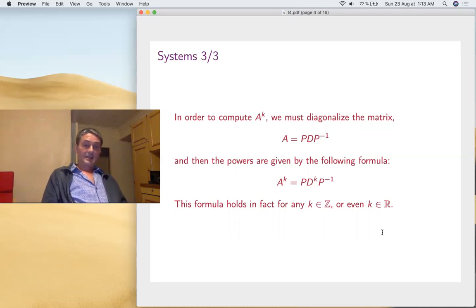So in practice, D to the k is clear, right? You just raise the eigenvalues to the power k, and then you have to multiply by P and P minus 1. And the answer is a linear combination of powers of eigenvalues.